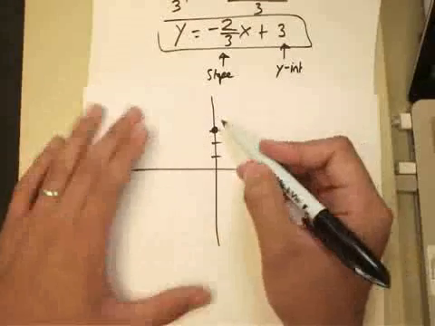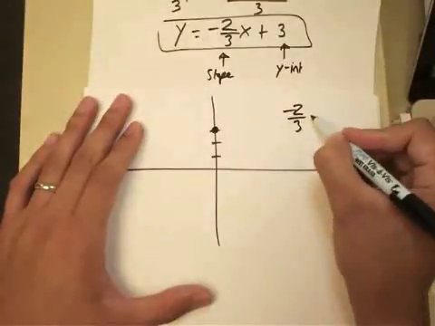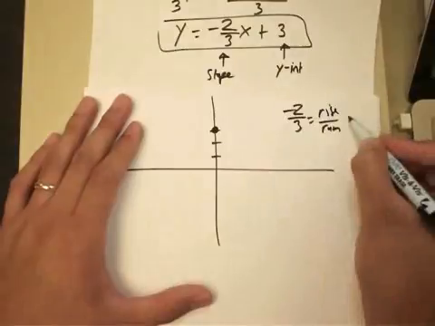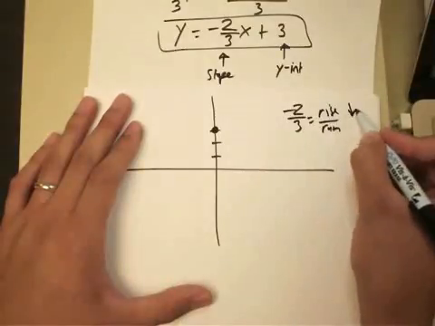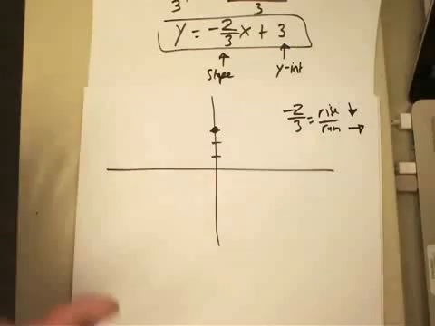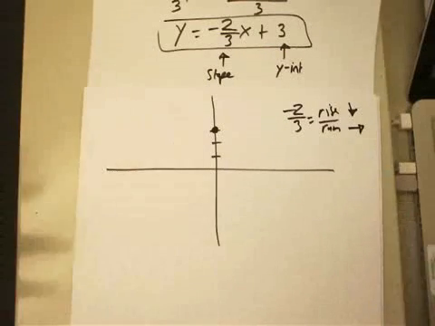Now, since the slope is rise over run, I'm just going to write out the slope for you to see as rise over run. And this is negative 2 over 3, so that means we are going down 2 units, and we are going a positive run, which is right 3. So it's good to at least identify ahead of time where you're going to be moving.